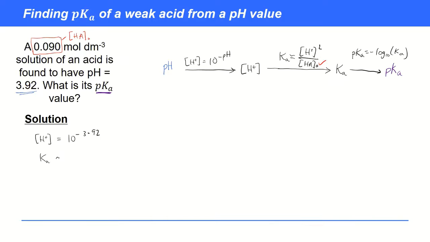The Ka is approximately equal to that value squared. Don't forget the squaring. Divide that by the initial acid concentration, which is 0.09, and we get from that an approximate value for the Ka of 1.61 times 10 to the minus 7 moles per decimeter cubed. And the pKa, if we do a negative logarithm of that, comes out to be 6.79 at least to 2 dP. So it's the same assumptions, but this time working in reverse from the pH to get to the Ka and hence the pKa.